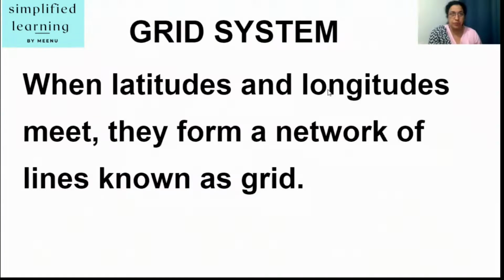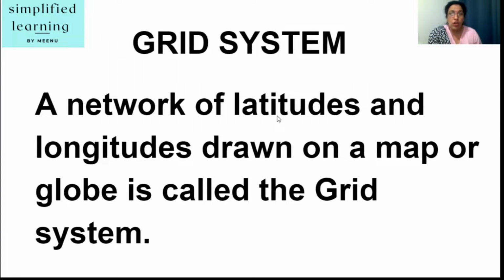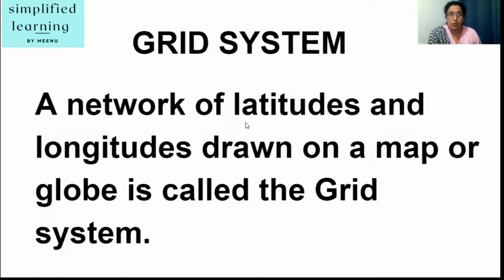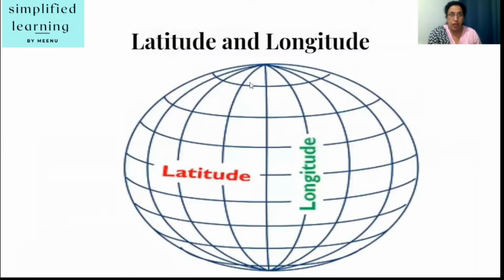So let's start. Now, what is a grid system? When latitudes and longitudes meet, they form a network of lines known as a grid. A network of latitudes and longitudes drawn on a map or globe is called the grid system. Now, before we start the grid system, let's talk about latitudes and longitudes in detail.